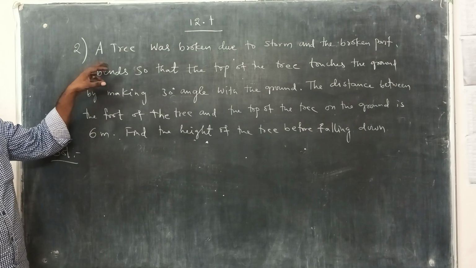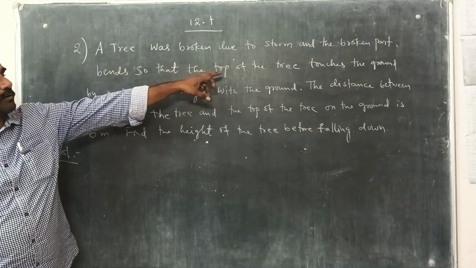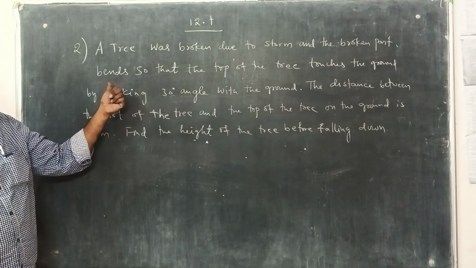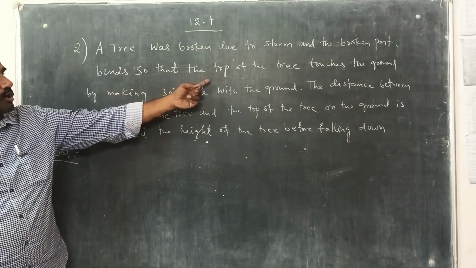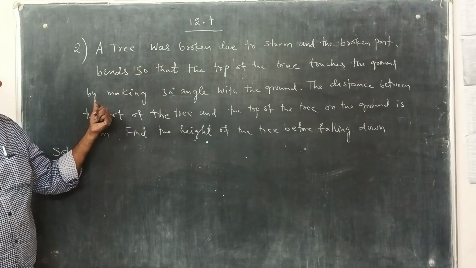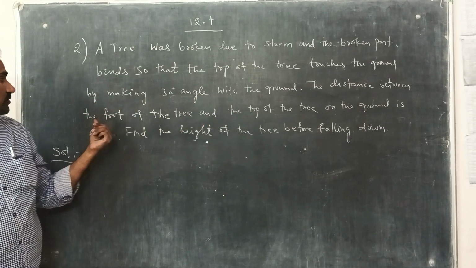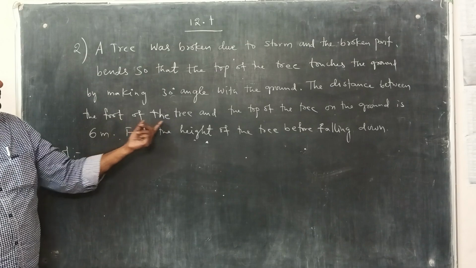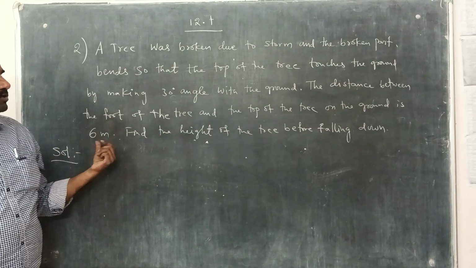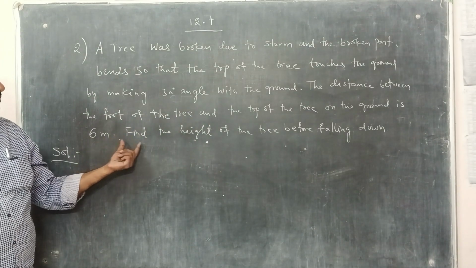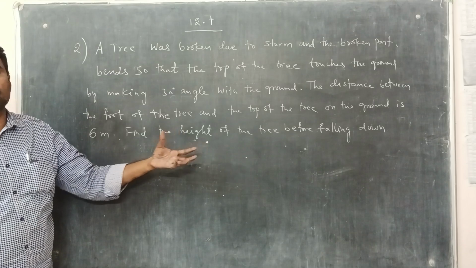The question is: a tree was broken due to a storm and the broken part bends so that the top of the tree touches the ground, making a 30 degrees angle with the ground. The distance between the foot of the tree and the top of the tree on the ground is 6 meters. Find the height of the tree before falling down.